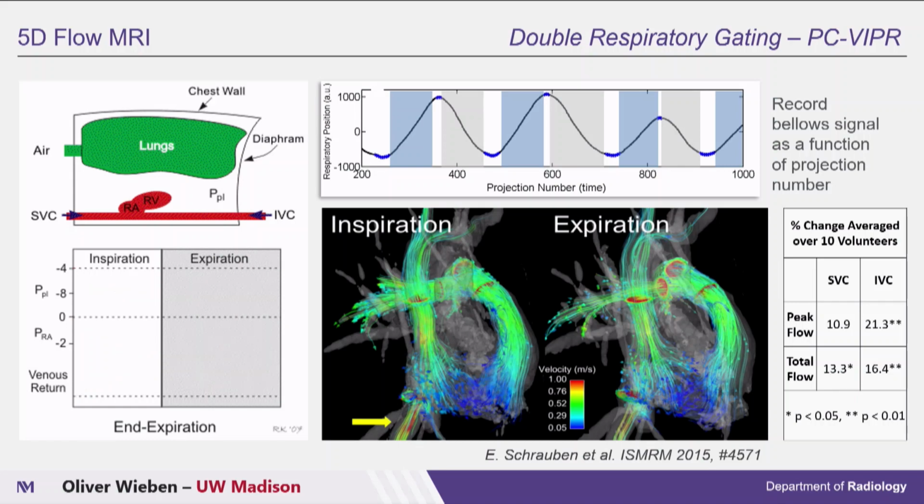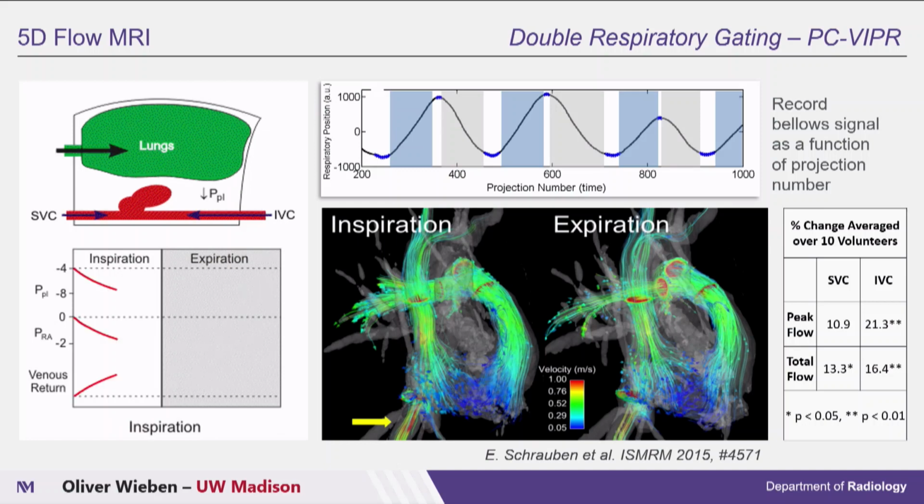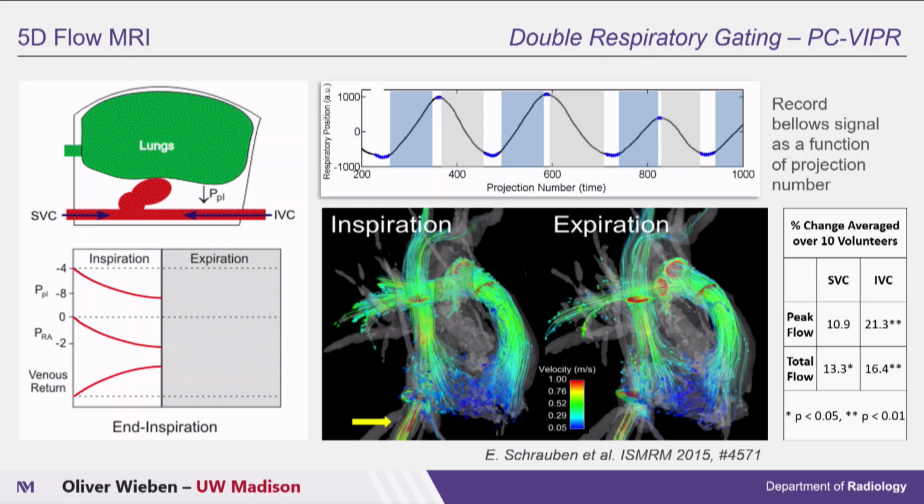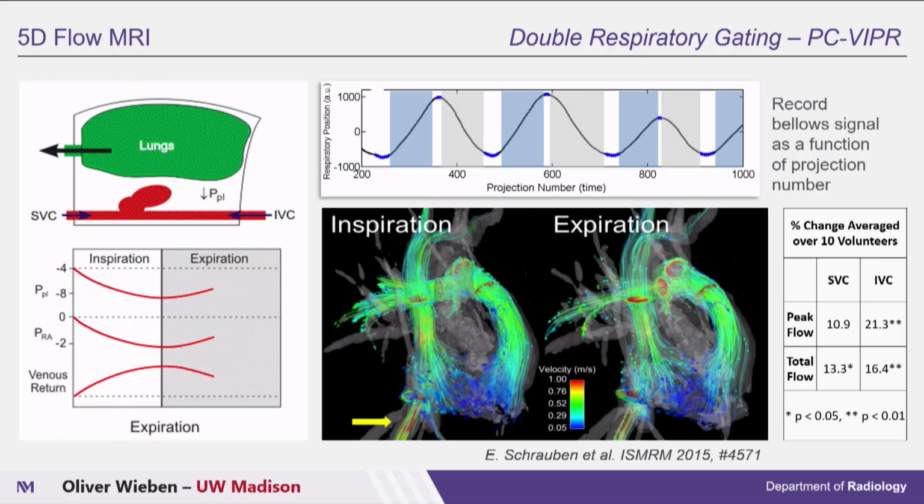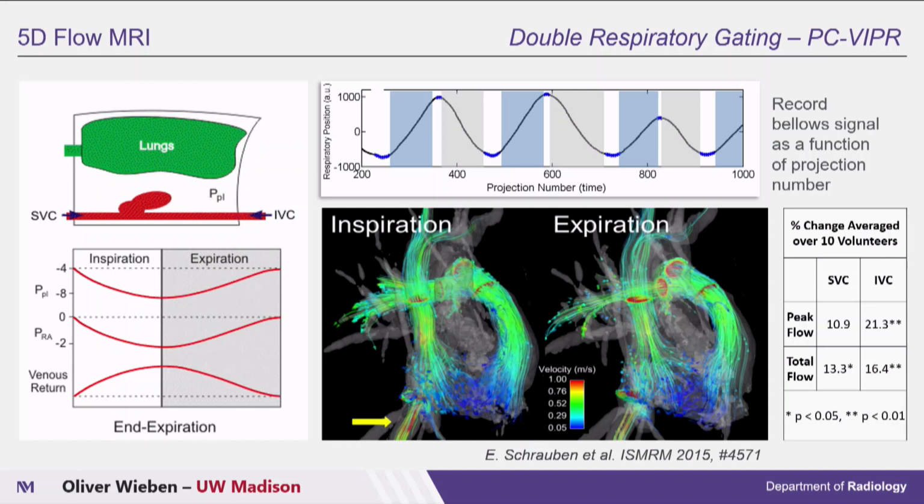But I just want to acknowledge that, and they've actually shown, and you can see this is an ISMRM abstract from 2015, that with this technique and their respiratory gating approach, they were also able to extract quite substantial differences in caval venous flows, up to 20% during different respiratory states.